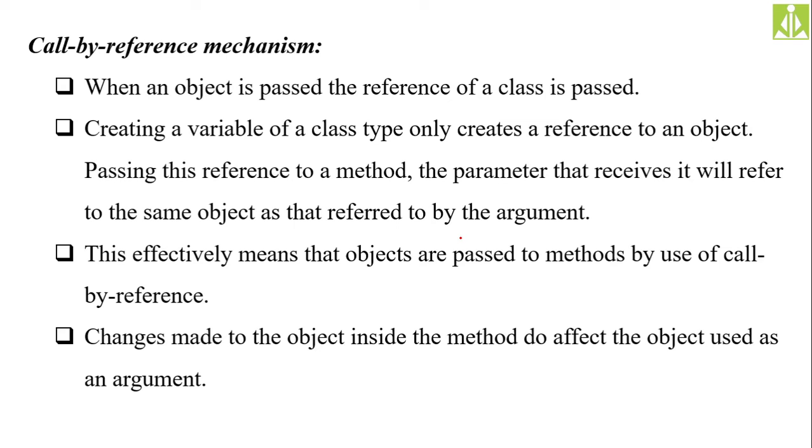Creating a variable of class type only creates a reference to an object. When passing this reference to a method, the parameter that receives it will refer to the same object as the referred argument. So indirectly it is something like passing the address only. Passing the reference means passing the address only.